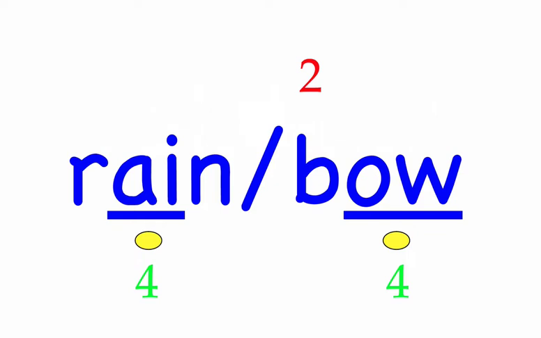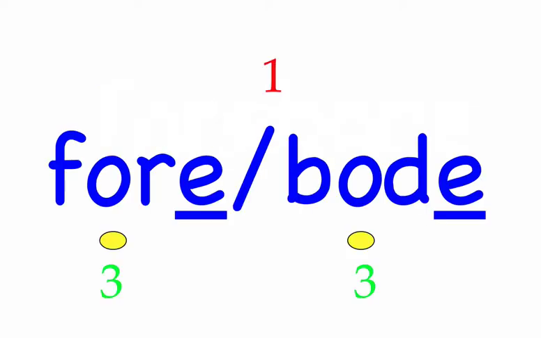Forebode. Forebode means to act as a warning. For has three sounds. F, O, R. Bode, three sounds. B, O, D. Forebode. Mark the word.